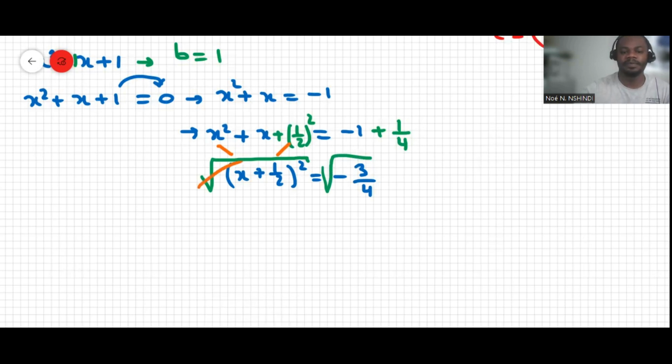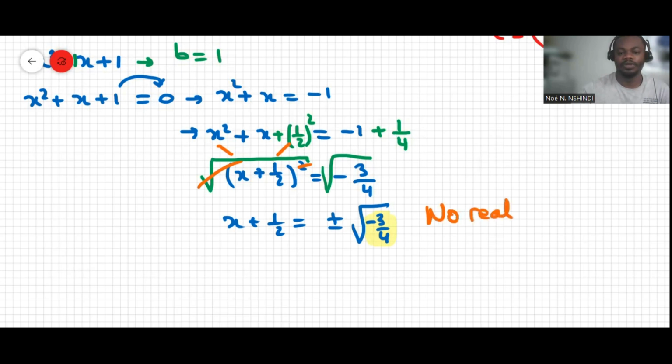Square roots, we cancel the power of 2, and then this will make x plus a half equal to plus minus square root of -3 quarters. But now this part here is the problem. Square root of a negative number does not exist. So here we say no real solution.